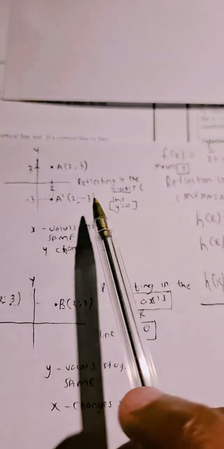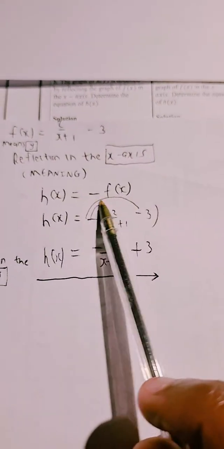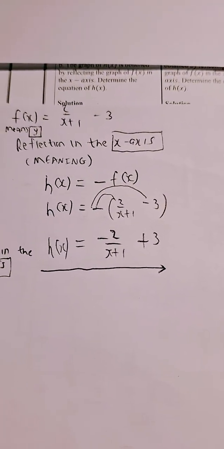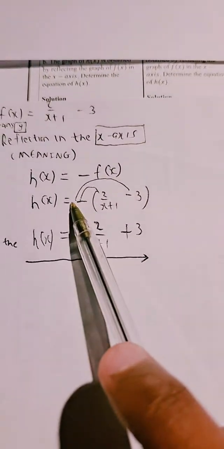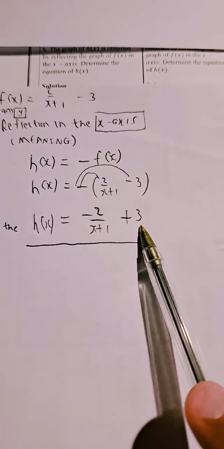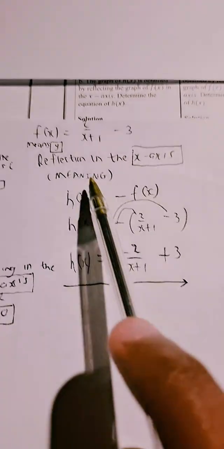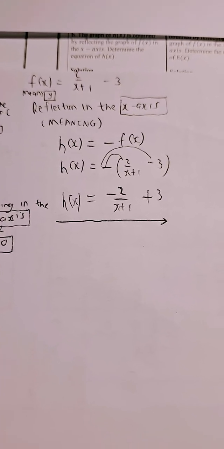This is what it means. The y value changes, x stays the same. So that is why we multiply the positive f of x with negative, because we are applying the notion that the y value is changing. Then you substitute f of x, the 2-term expression, put it in brackets, and distribute the negative sign. The final answer is negative 2 over x plus 1 plus 3. This is the function h of x when f of x is reflected in the x-axis. Are we together, guys? A reflection in the x-axis can be applied to our equation in such a fashion.